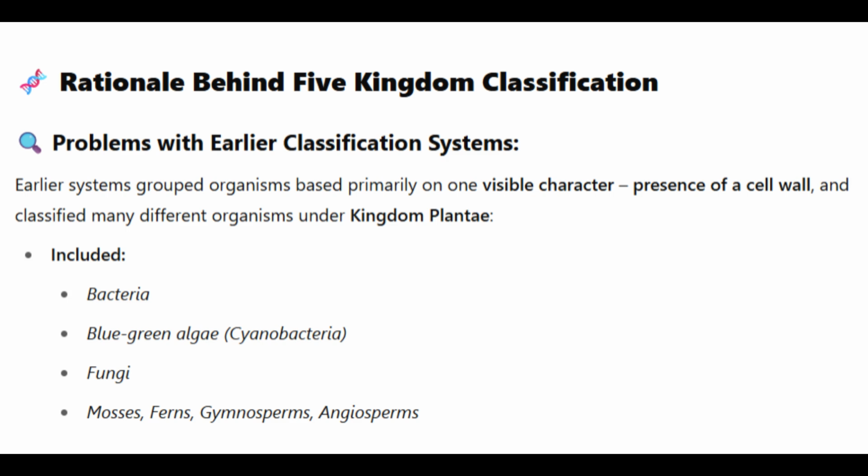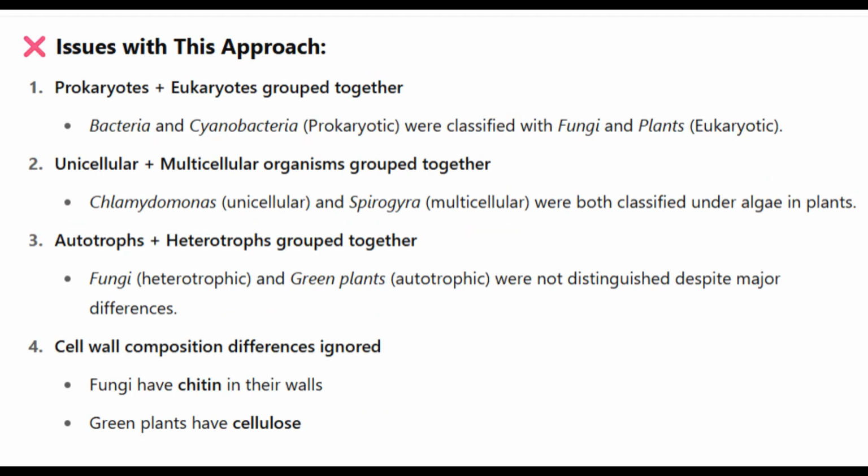Autotrophs plus heterotrophs grouped together. Fungi, heterotrophic, and green plants, autotrophic, were not distinguished despite major differences. Cell wall composition differences ignored. Fungi have chitin in their walls. Green plants have cellulose.